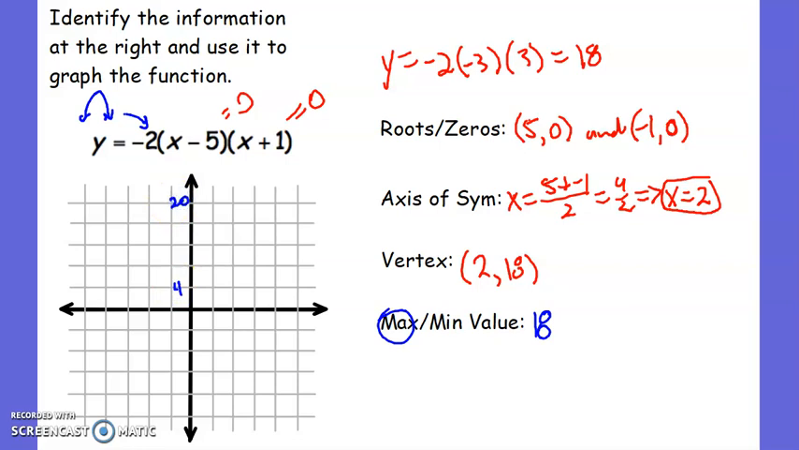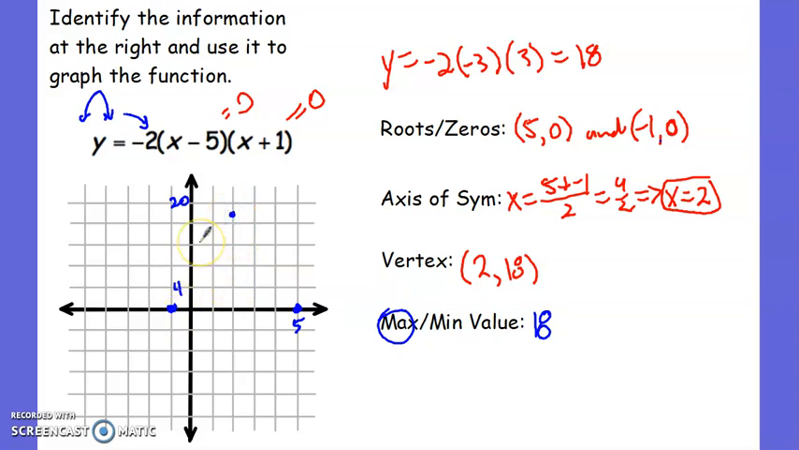So I'm going to have a vertex. Again, 5 and negative 1 and 2, thinking about those x values, I think I can probably still count by 1s. I'm going to plot a point at 5, 0. I'm going to plot a point at negative 1, 0. We're also going to have a point at 2, 18. So again, 4, 8, 12, 16. 18 will be halfway between that and 20.